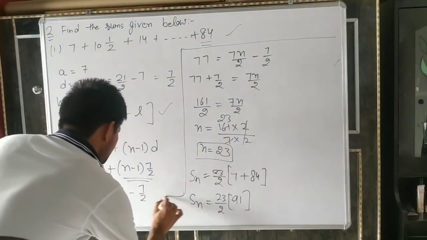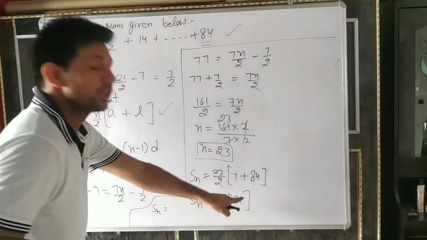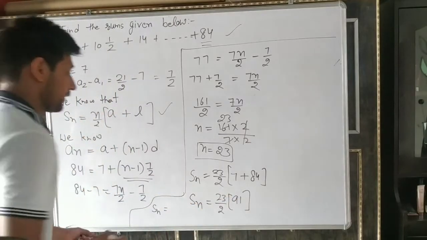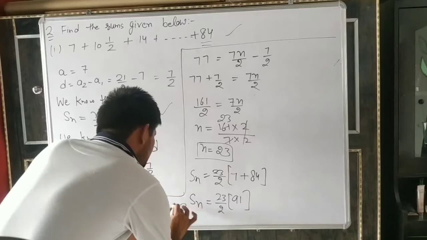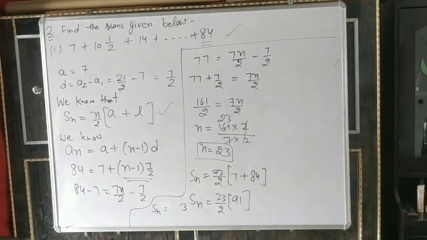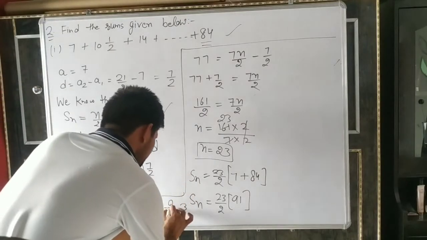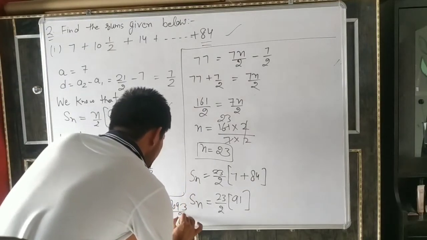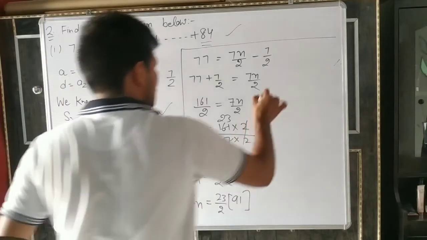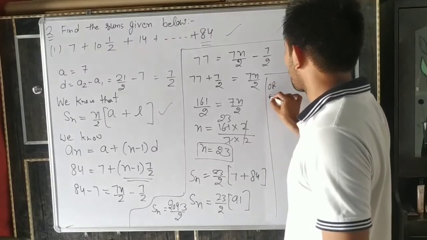I am writing here, there is a space problem. Sn equal to 23 into 91 divided by 2. Tables are very important. 23 into 3 is 69, 23 into 9 is 207, plus 2, 209, divided by 2. It is your answer. Otherwise, you can find the sum by this formula also.